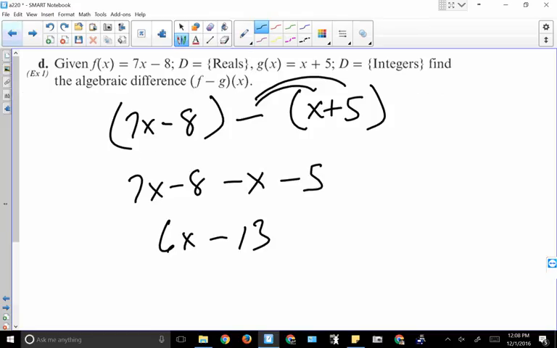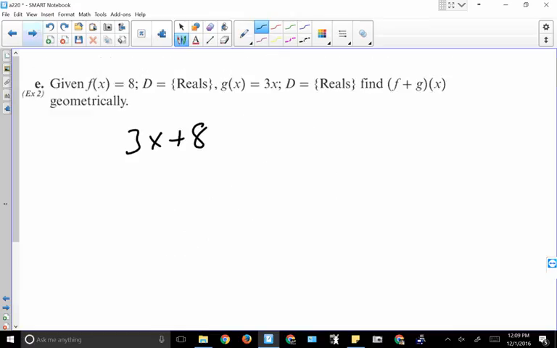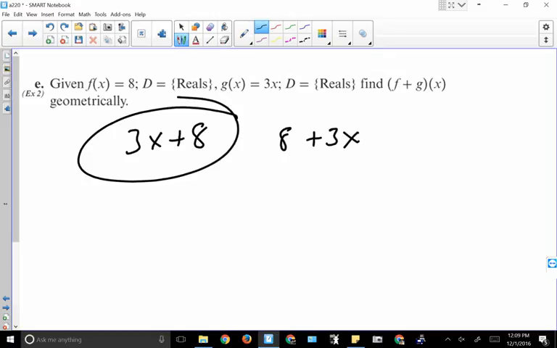If we look back here, we had 7x minus x. Those combine together to get this. Okay? These combine together to make the 13. Okay? So, that's all it is. Now, granted, f was 8 and x was plus 3. This would be the preferred way of doing it because that's writing it in proper form.